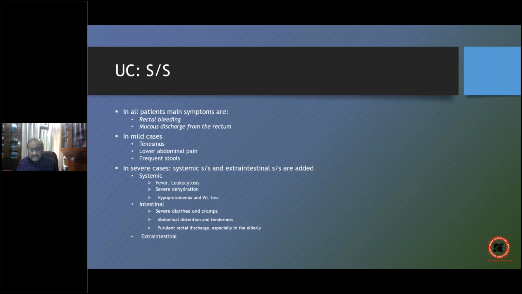If you have a more severe case, the systemic and extraintestinal signs and symptoms are added on to the other symptomatology in the form of systemic fever, leukocytosis, severe dehydration, hypoproteinemia, and weight loss. The intestinal symptoms get aggravated in the form of severe diarrhea and cramps. Abdominal distension is there. Tenderness becomes generalized. There's a purulent rectal discharge, especially in the elderly. And you may have extraintestinal symptomatology. What are the extraintestinal symptoms?